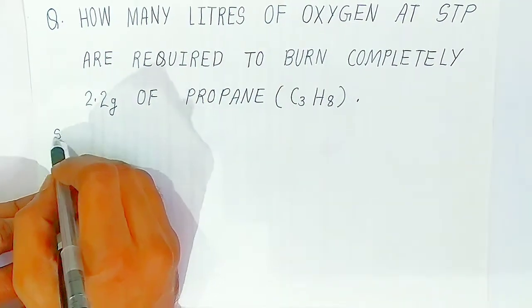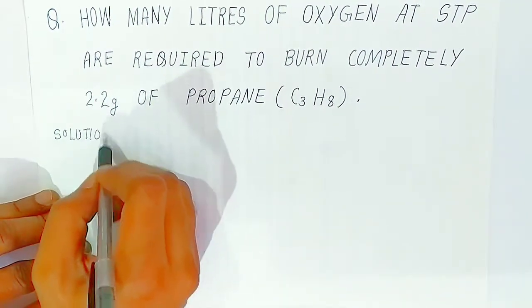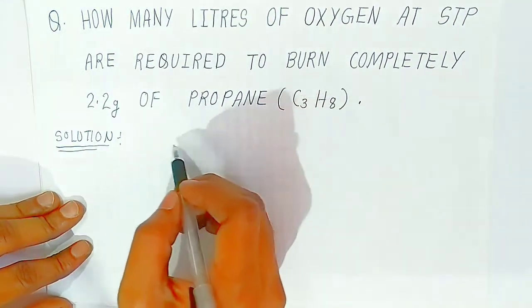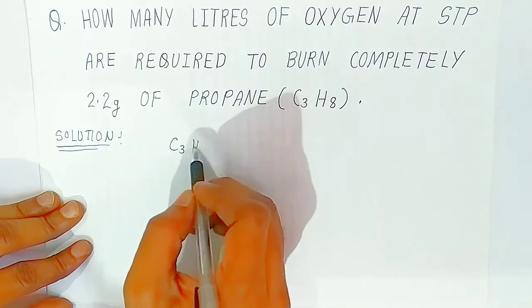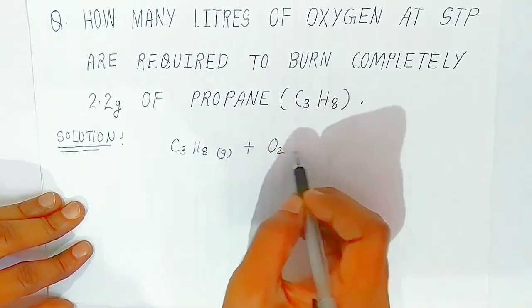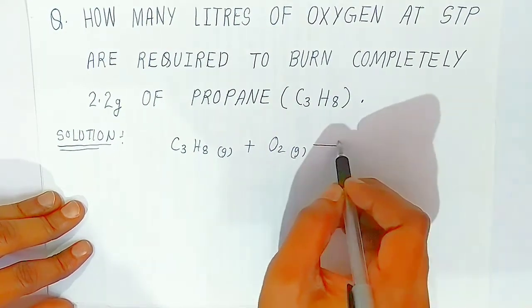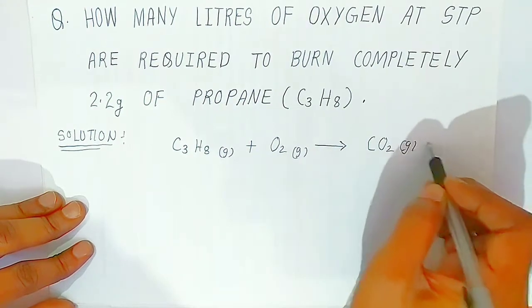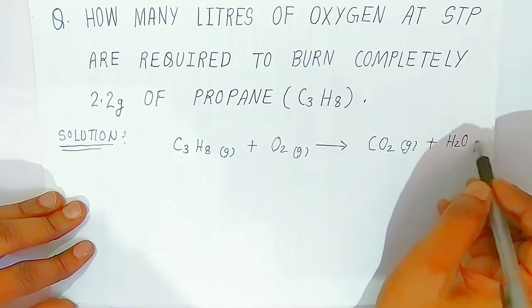If you want to find the solution, students, you should know the balanced equation. We are burning the propane gas. The formula is C3H8. This is the gas we are burning in oxygen gas. Whenever we burn in oxygen, it will form carbon dioxide gas and water vapor, which is also present in gas form.